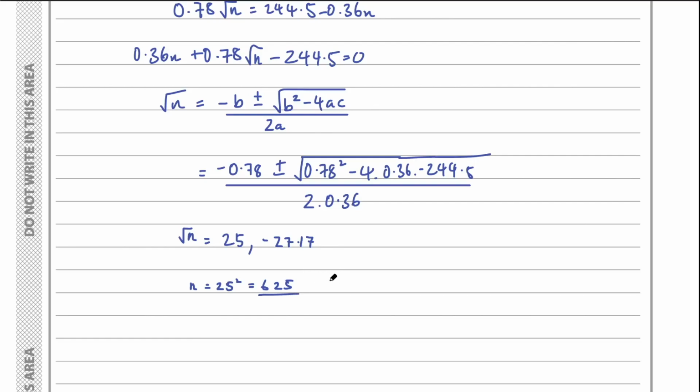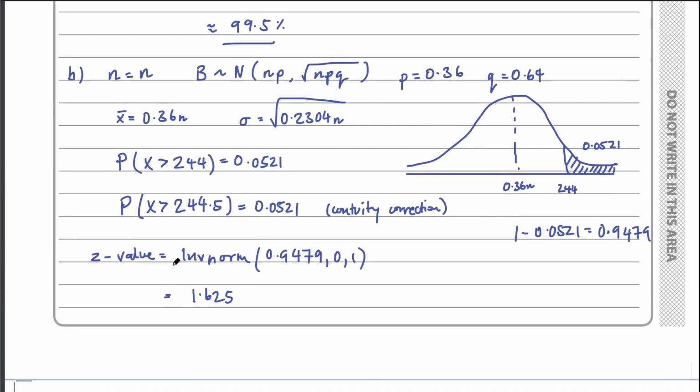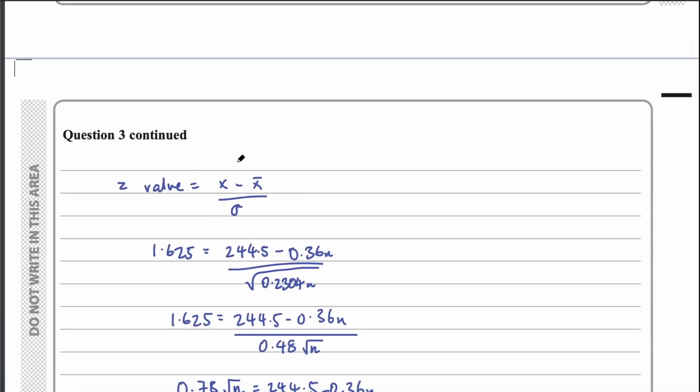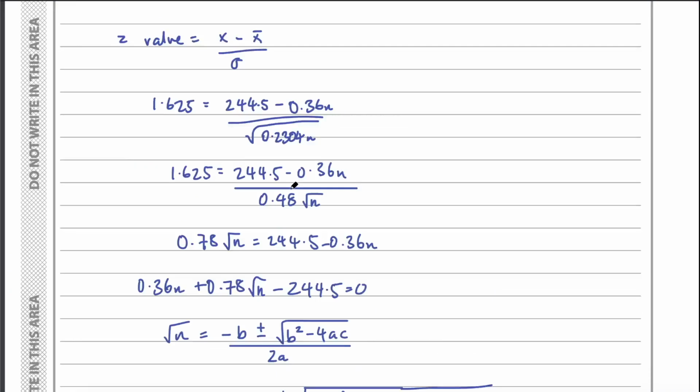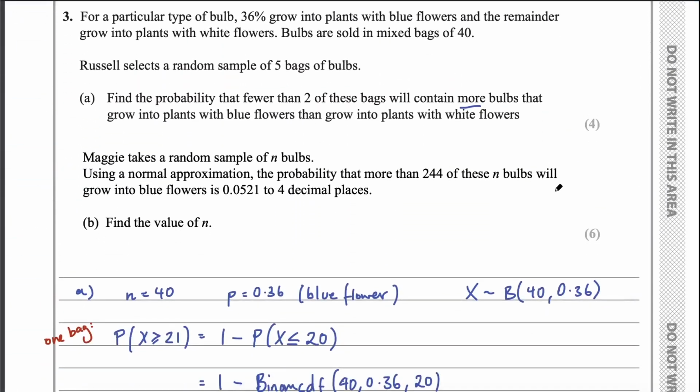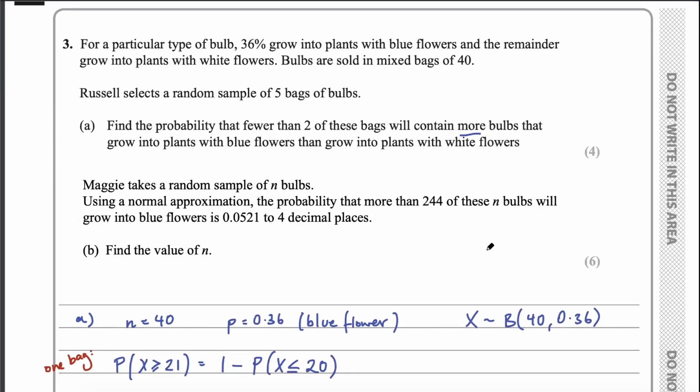All right, fairly difficult question there. A lot of steps involved. Firstly, finding the z value, then using the z formula to find n, and solving that quadratic using the quadratic formula. And that was 6 marks for part B and 4 marks for part A.